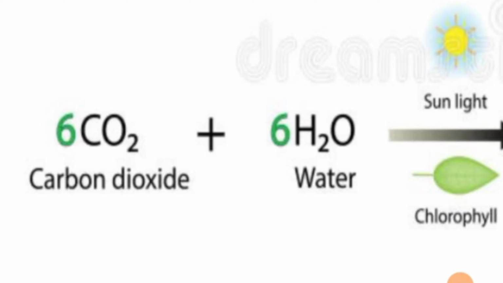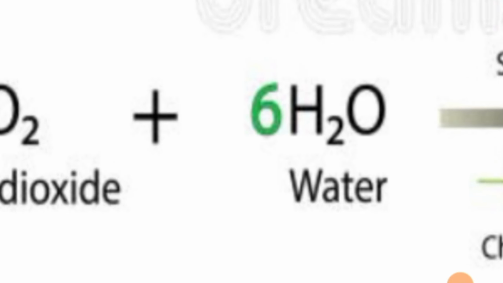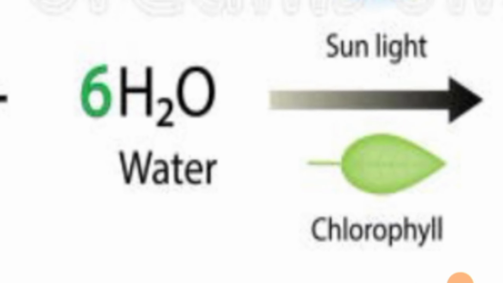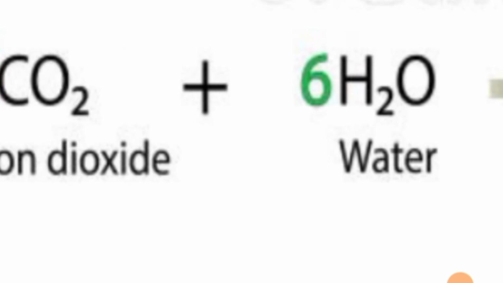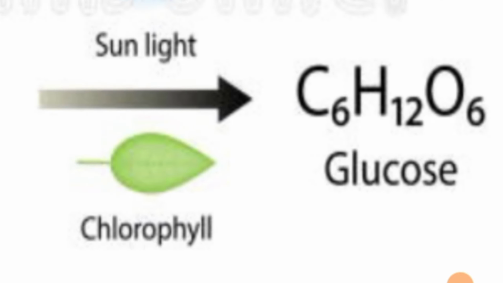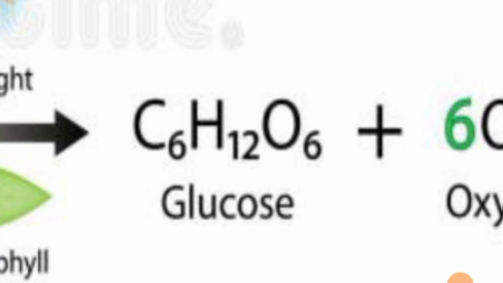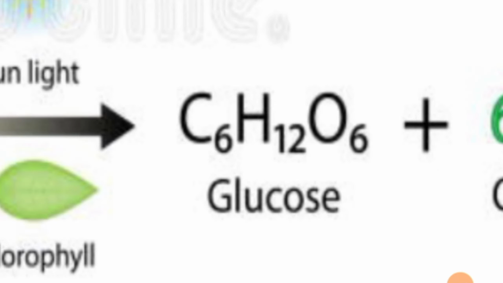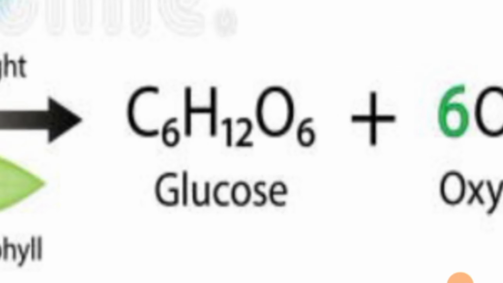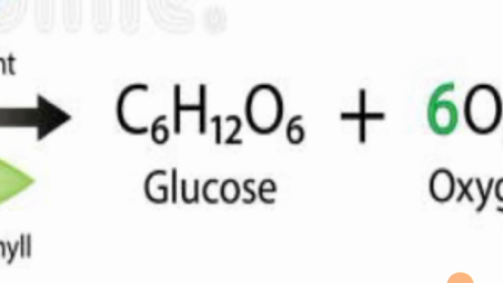The molecular formula for carbon dioxide is CO2. The molecular formula for water is H2O. Now we have sunlight over here and chlorophyll down here. Now 6 molecules of carbon dioxide combine with 6 molecules of water to produce, in the presence of sunlight and chlorophyll, glucose and oxygen. So glucose is C6H12O6, while the molecular formula for oxygen is 6 molecules of O2. That's O2 being oxygen.